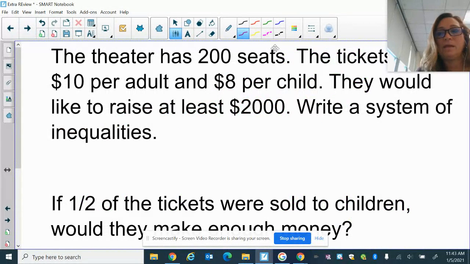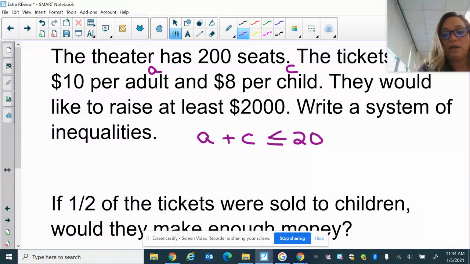Okay. So a theater has 200 seats. The tickets are $10 per adult and $8 per child. They would like to raise at least $2,000, right? A system of inequalities. Okay, so I'm going to use A for adult and C for child. So adult tickets plus children's tickets has to be less than or equal to 200 because I cannot sell more tickets than seats. Now I'm going to deal with the money. It's $10 per adult, it's $8 per child, and I want to make at least $2,000.